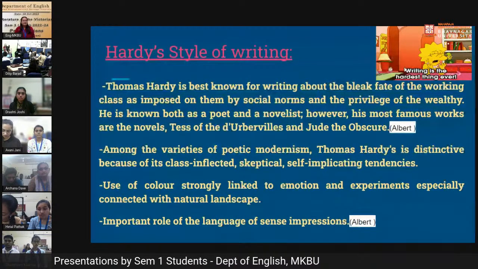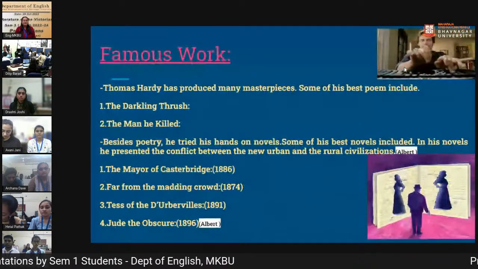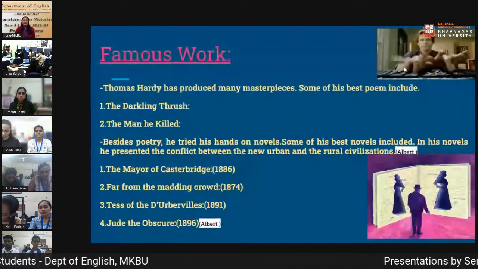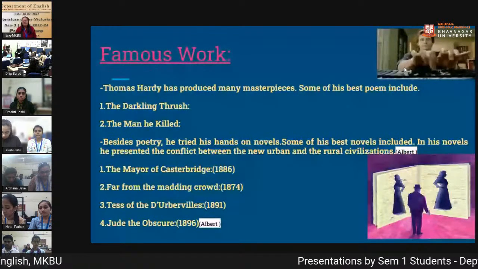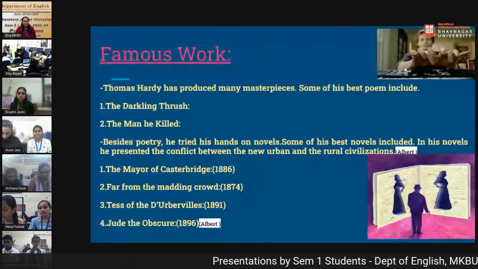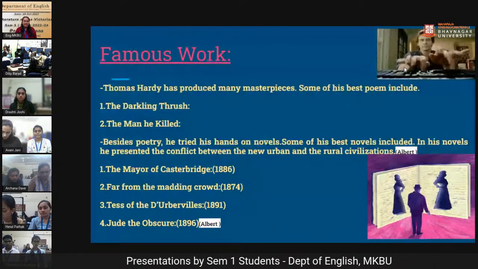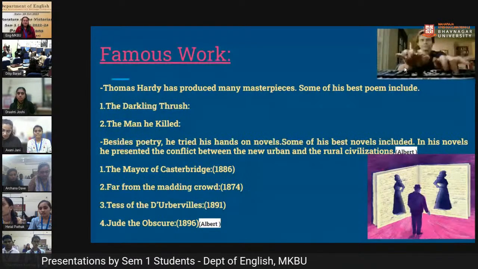Famous works of Hardy. Thomas Hardy has produced many masterpieces. Some of his best poems include The Darkling Thrush and The Man He Killed. Besides poetry, he tried his hand at novels.